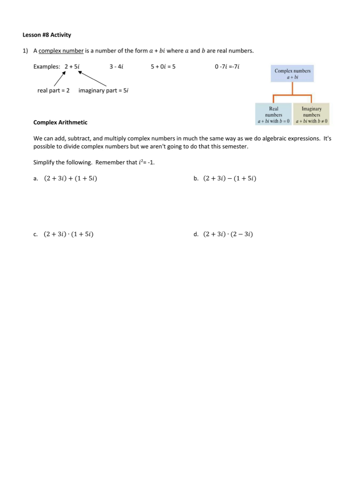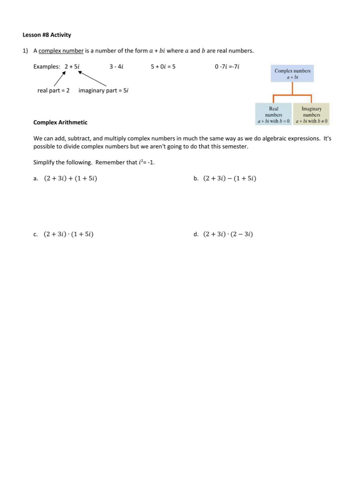This is the Lesson 8 activity for college algebra. A complex number is a number of the form a plus bi, where a and b are real numbers, and then the i is the imaginary number that represents the square root of -1. So for example, 2 plus 5i, the real part is 2, and the imaginary part is the 5i. So we've got several examples here.